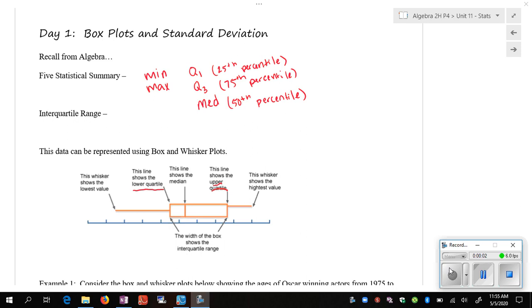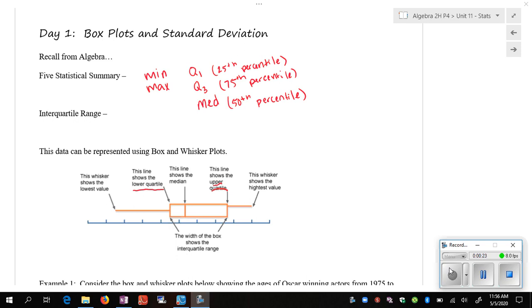Okay, so we're starting the new unit, and the beginning of it covers a lot of stuff that was covered already in Algebra 1. So you can see I already have a few things filled in. I'm going to just highlight some of the quick details that we talked about with box plots from Algebra 1. And this video is really going to focus on how to input data into a calculator.